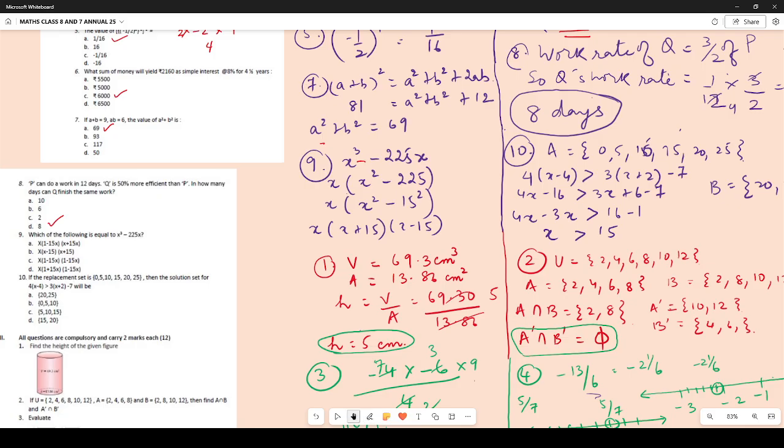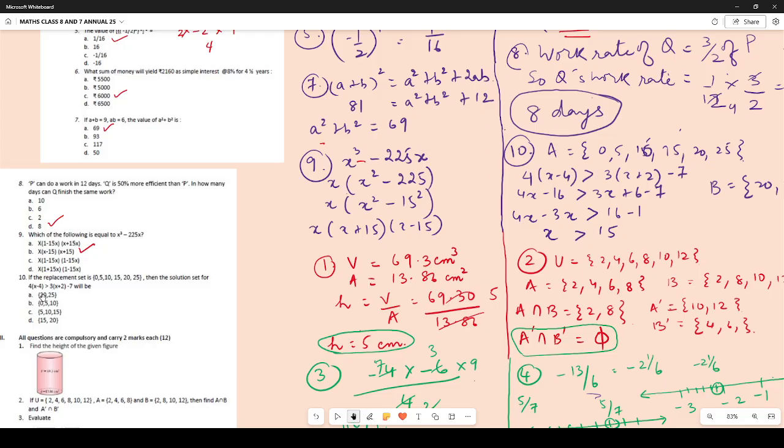Which of the following is equal to x cube minus 225x? Now over here we have x as common. So we take x as a factor and we are left with x square minus 225. We know that 225 is the square of 15. So we can express this as a difference of squares. So x into x square minus 15 square, and you get x into x plus 15 into x minus 15. So your answer would be option B over here.